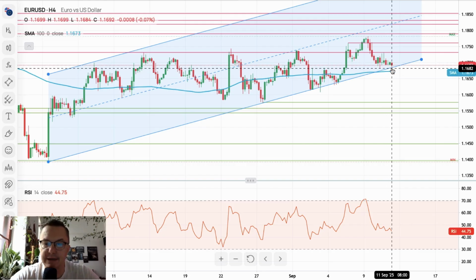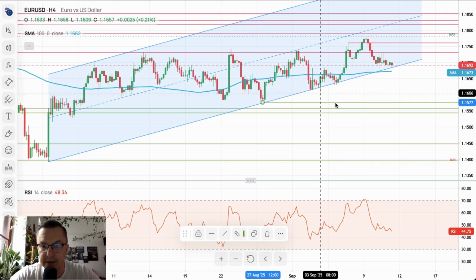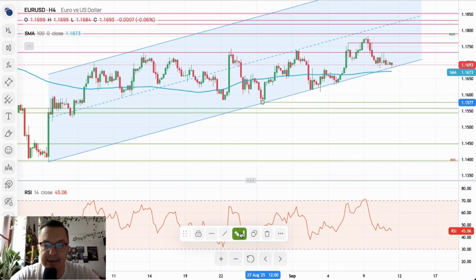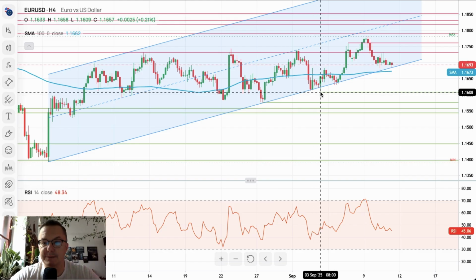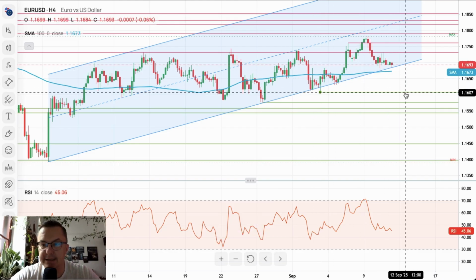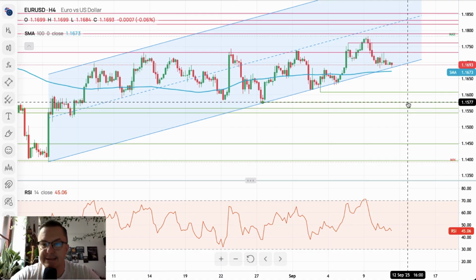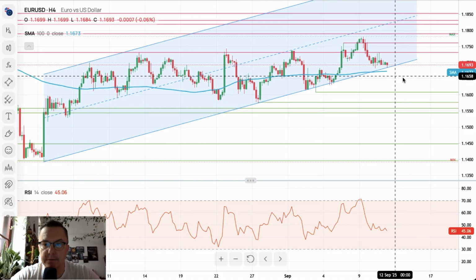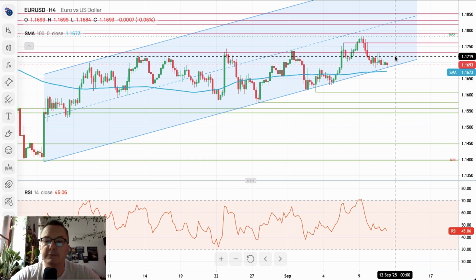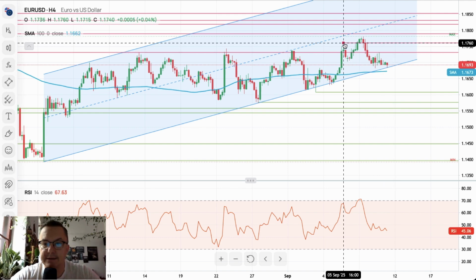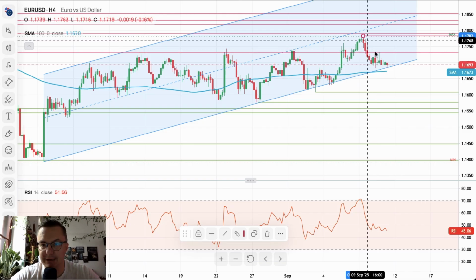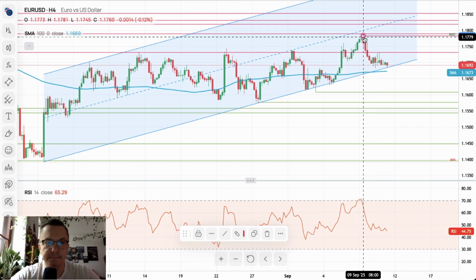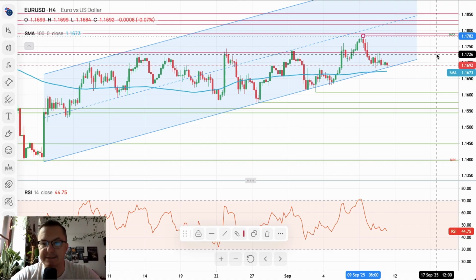Any breakout to the downside might be quite important for the bears, because the bears will most likely move it down towards 1.1608, the next technical support, or even 1.1577. In case of a bounce and a further movement to the upside, the next targets are located at this level here, 1.1731 and 1.1781. So that's the situation here.